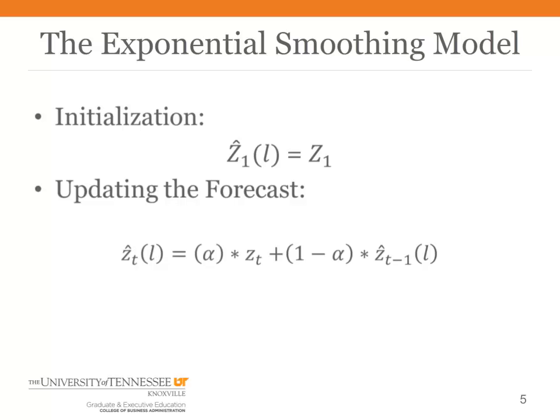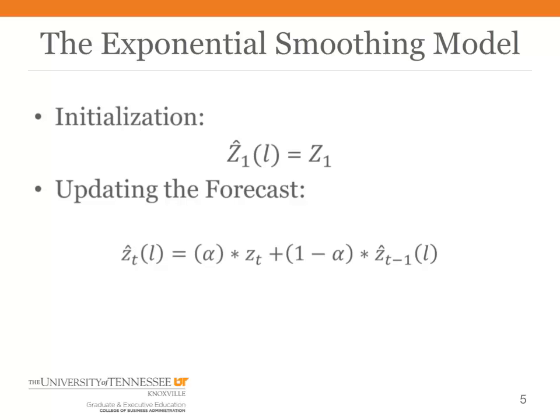And the formula says to get that first forecast, the one we make in week 1, just use the value that we observed in week 1, z sub 1. And then the second formula says let's update that forecast by taking alpha times z sub t, in other words, alpha times the most recently observed value, or the value for the current week, and then taking 1 minus alpha times the forecast that we made in the previous week, and that forecast was z hat sub t minus 1 sub L.